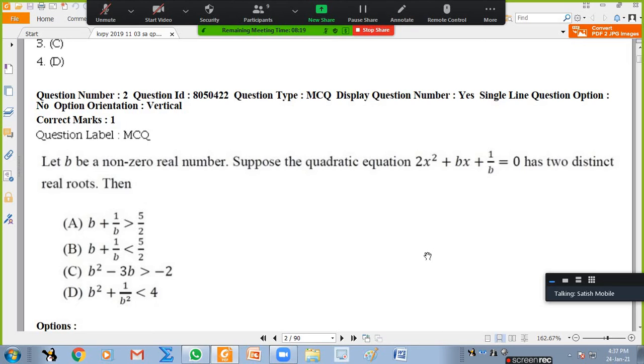Okay, they gave a quadratic equation. It should have 2 distinct real roots. For a quadratic equation to have distinct real roots, b square minus 4ac should be greater than 0. First of all, small b not equal to 0, and the equation is 2x square plus bx plus 1 by b equal to 0.